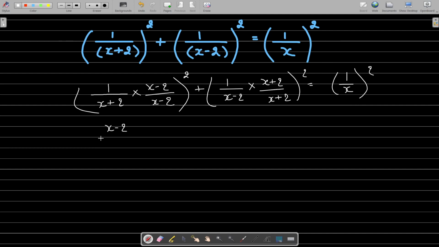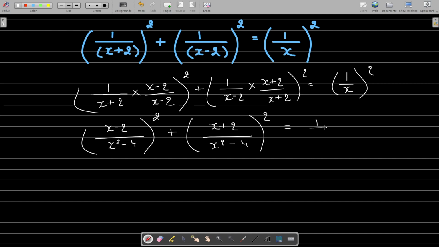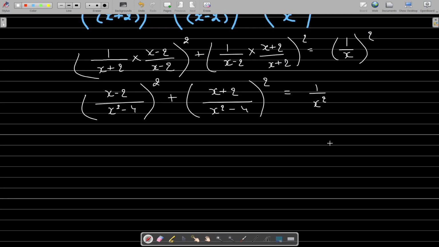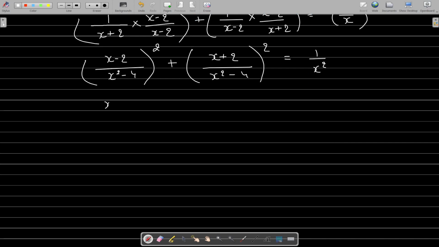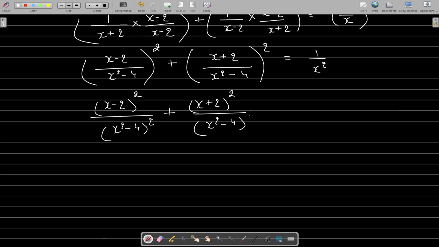So if we simplify the denominator, we get x squared minus 4 whole squared plus x plus 2 divided by x squared minus 4 whole squared. And this is equal to 1 upon x squared. Now let's open the bracket, which will do this to the denominator and this to the denominator. Repeating the process for the second term gives me this.